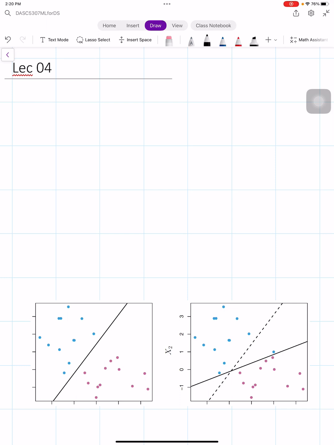Hello everyone. So in today's lecture, we're gonna keep talking about one important machine learning tool called classifier. And a little bit of review of what we learned last class. Last class we talked about the first classifier, which is the perceptron algorithm.